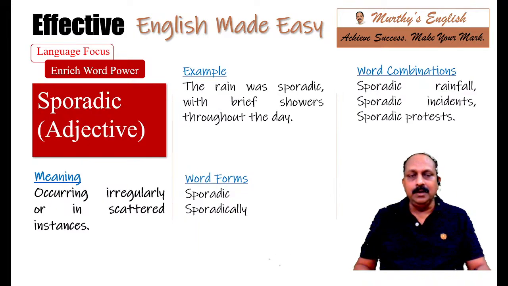Sporadic, an important word. Part of speech adjective. Meaning, occurring irregularly or in scattered instances. Either irregular or scattered. And here, the example, the rain was sporadic with brief showers throughout the day. It goes with the rain, it goes with fights, it goes with clashes. And here, word form sporadic, adjective form, sporadically, adverbial form.